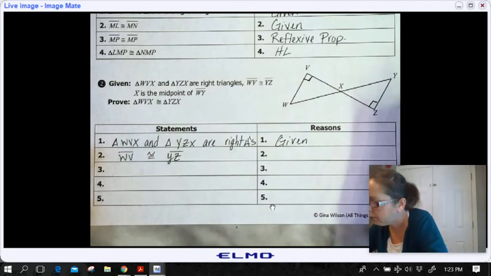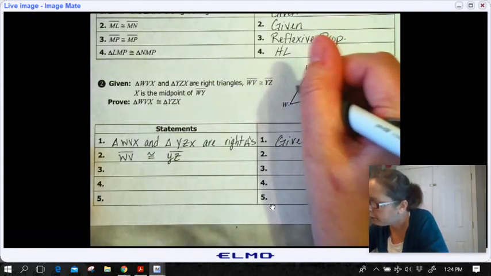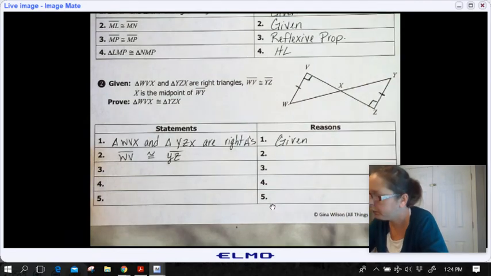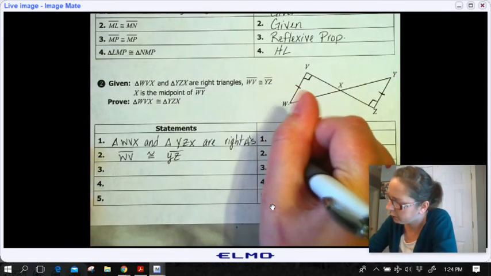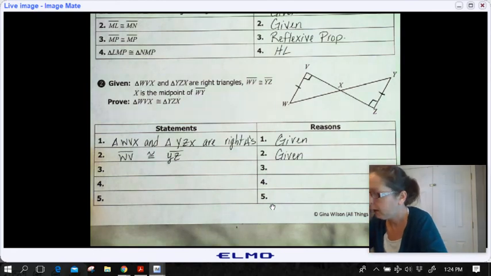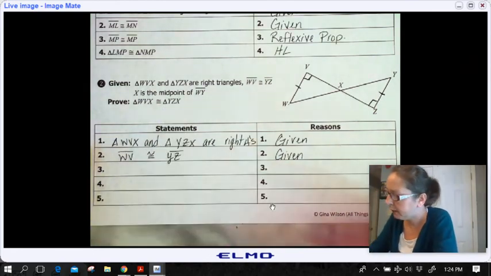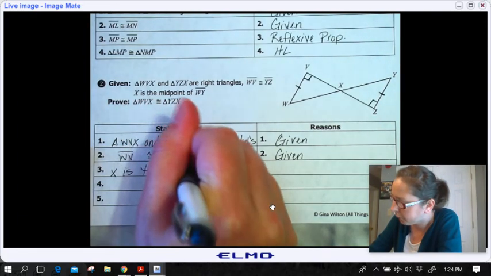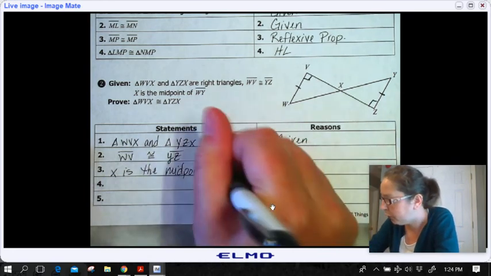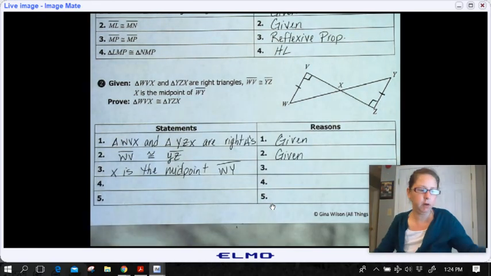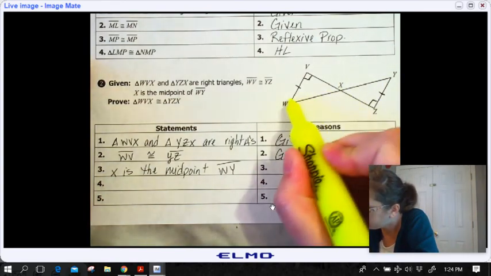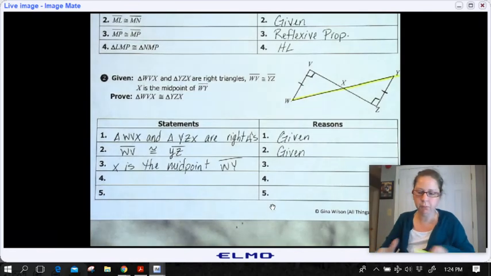So let's mark these. WV and YZ right here. These are congruent to one another. That's also given. And then last, it tells me that X is the midpoint of WY. I always like to color my line that they're talking about. So WY, and X is the midpoint.